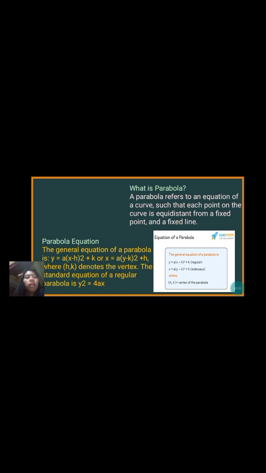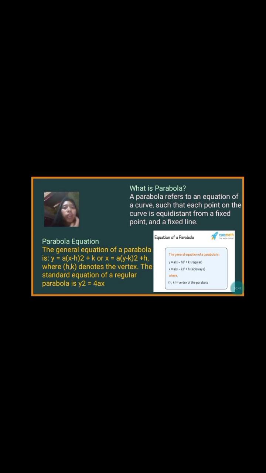Now, let's read. A parabola refers to an equation of a curve such that each point on the curve is equidistant from a fixed point and a fixed line.